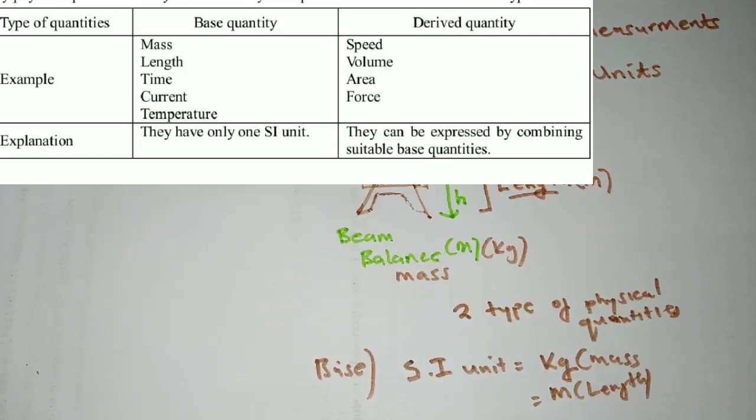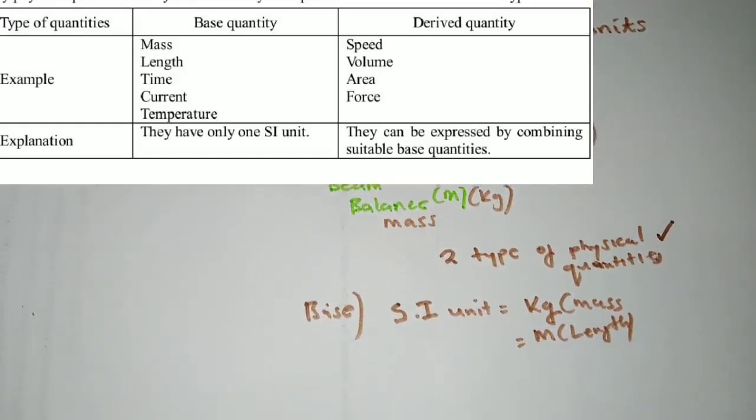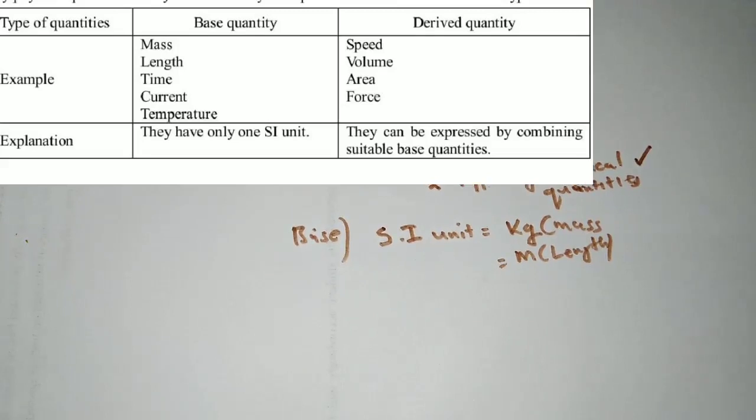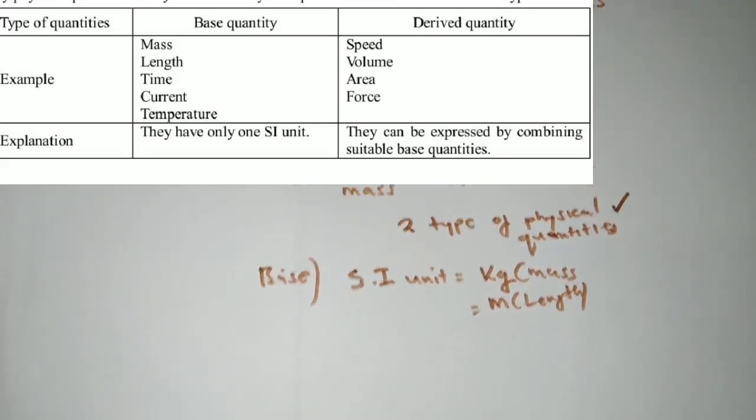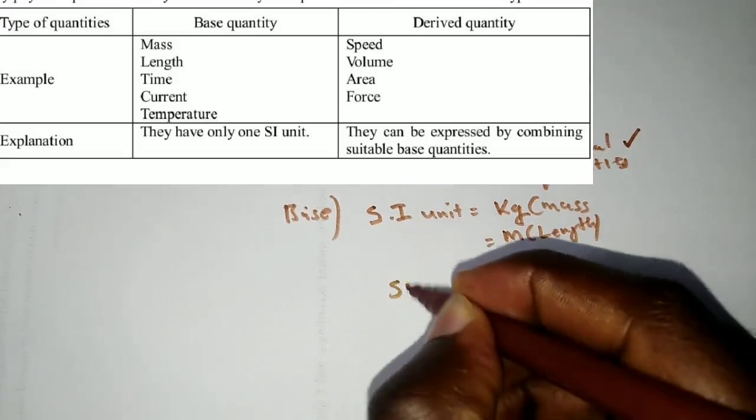Back to our table. Derived quantities are number 2 on the list. So we have base quantities and derived quantities. Their SI units are a combination of base quantities. For instance, you have speed.